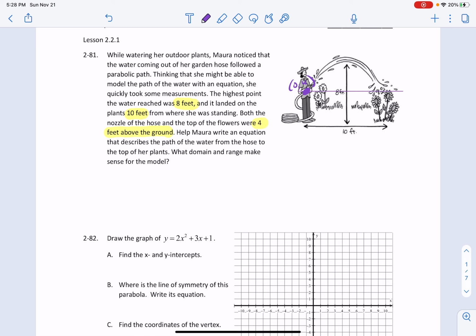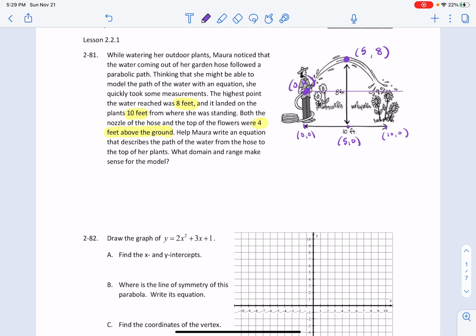Then it also says that the highest point the water reached was 8 feet and it landed 10 feet away. So this tells me that this would be 0, 0, and this would be 10, 0. Okay. And then the highest point that the water reached would be right here, at 8 feet. If we're assuming our vertex point is right in the middle, the highest point, then this point would be 5, 0. So that would make our vertex 5, 8.